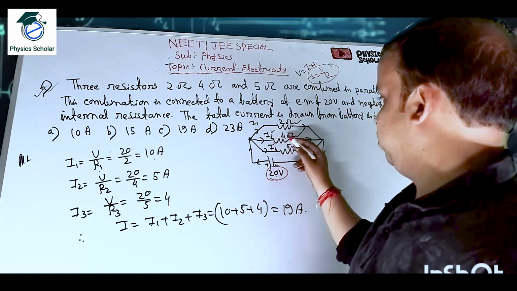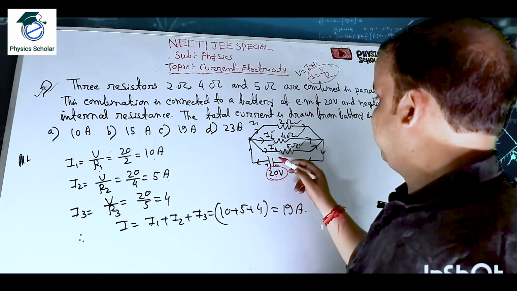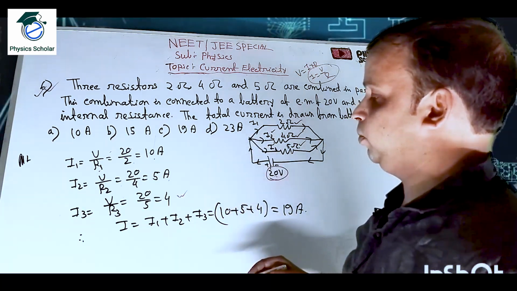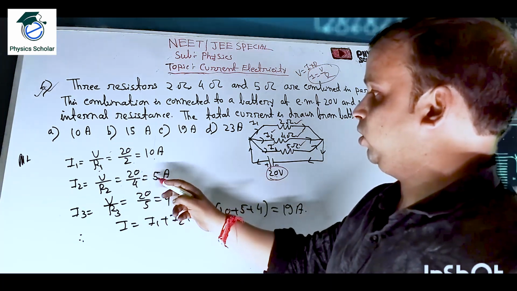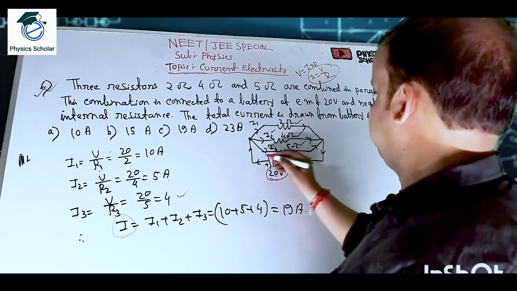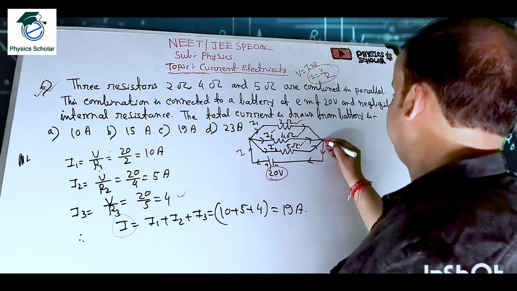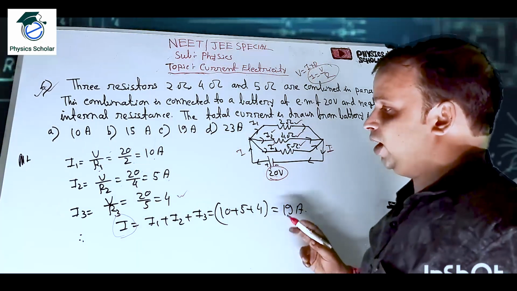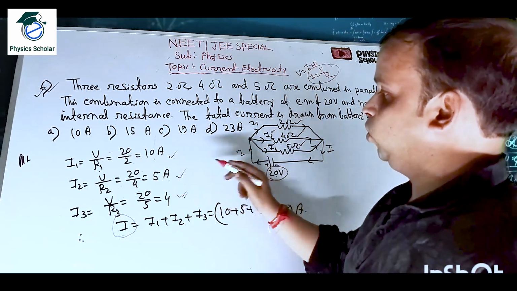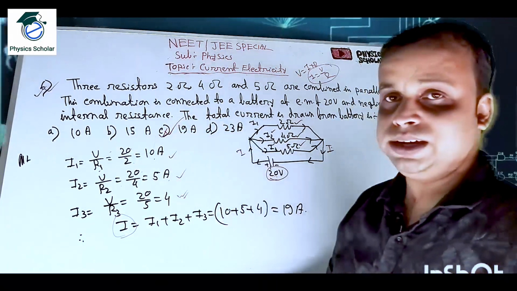So I2 will be 20 by 4, which is equal to 5 ampere. I3 will be 20 by 5, which is equal to 4 ampere. Suppose this is I. So I will be divided into 3 parts, I1, I2, I3. Again it will meet over here and form I. So I is equal to I1 plus I2 plus I3. That means 10 plus 4 plus 5, that means 19 ampere. So option number 3 will be correct.